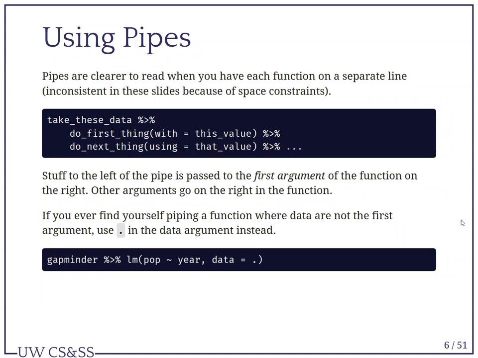Okay, so for instance, if we wanted to take the Gapminder data and then run a linear regression of population by year, in order to get the Gapminder data to go into this function, we'd have to say data equals dot.